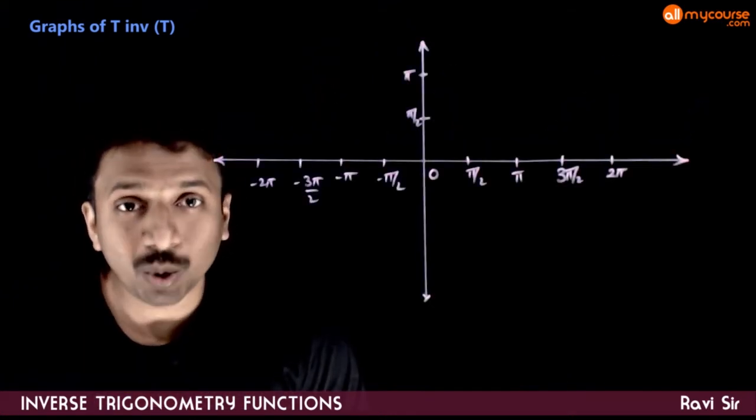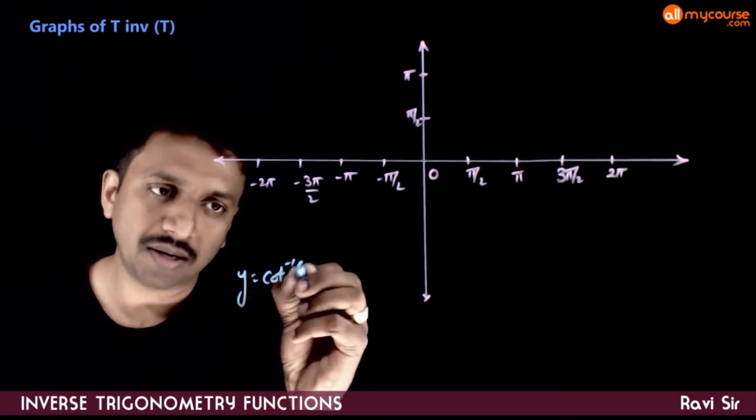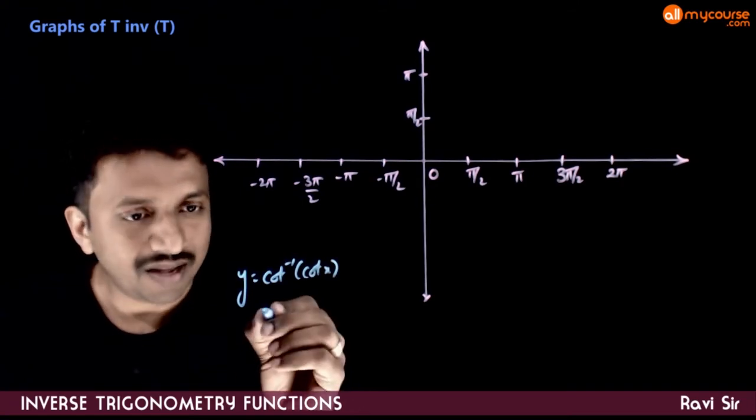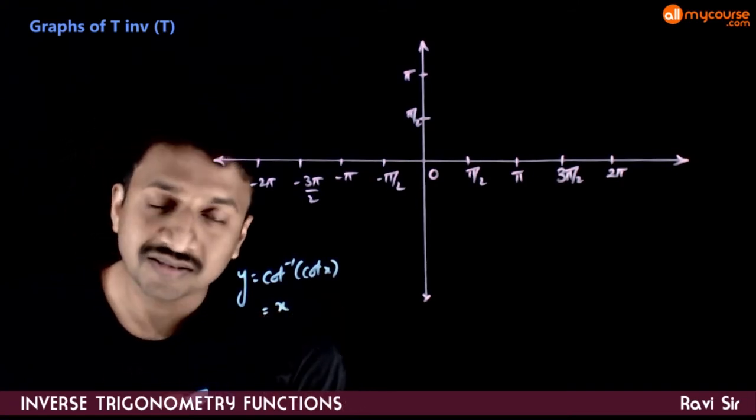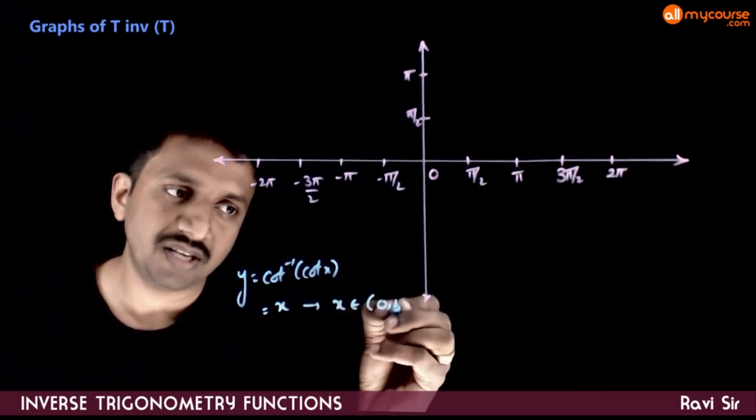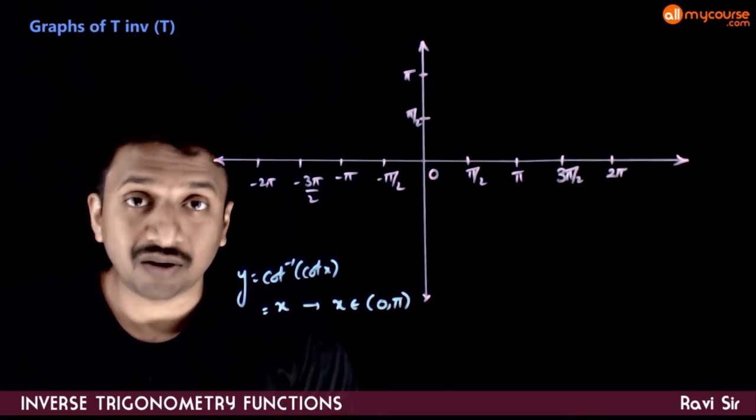Let us finally look at the graph of y is equal to cot inverse of cot x. We have seen that cot inverse of cot x is equal to x if x belongs to 0, pi.